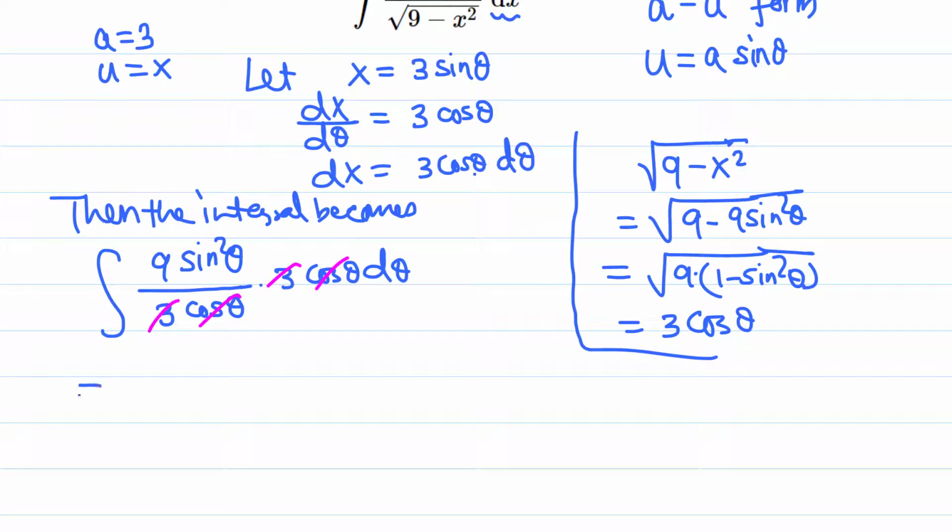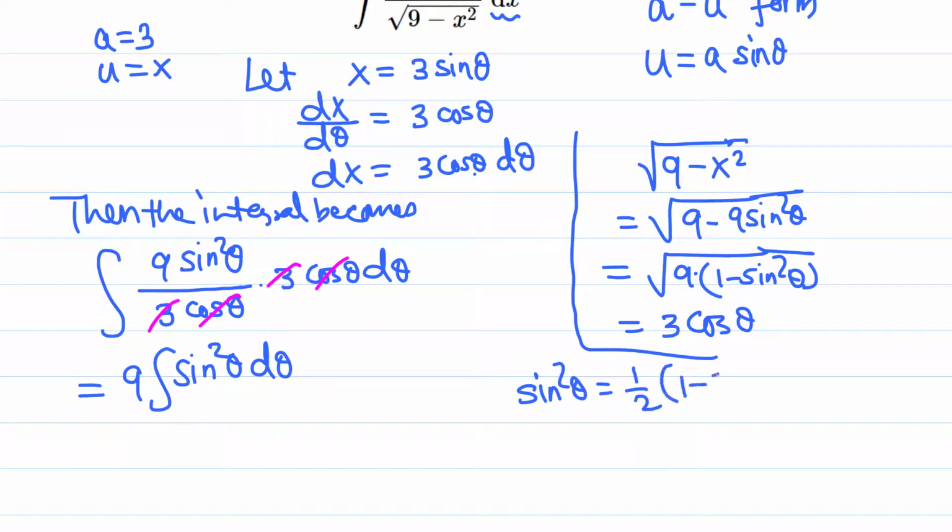This 9 can be pulled outside. We have sine squared theta d theta. There is no direct formula for the integral of sine squared, so we cannot integrate directly. But using the half angle formula, we know that sine squared is 1/2 times 1 minus cosine 2 theta. We need to use this in order to integrate.